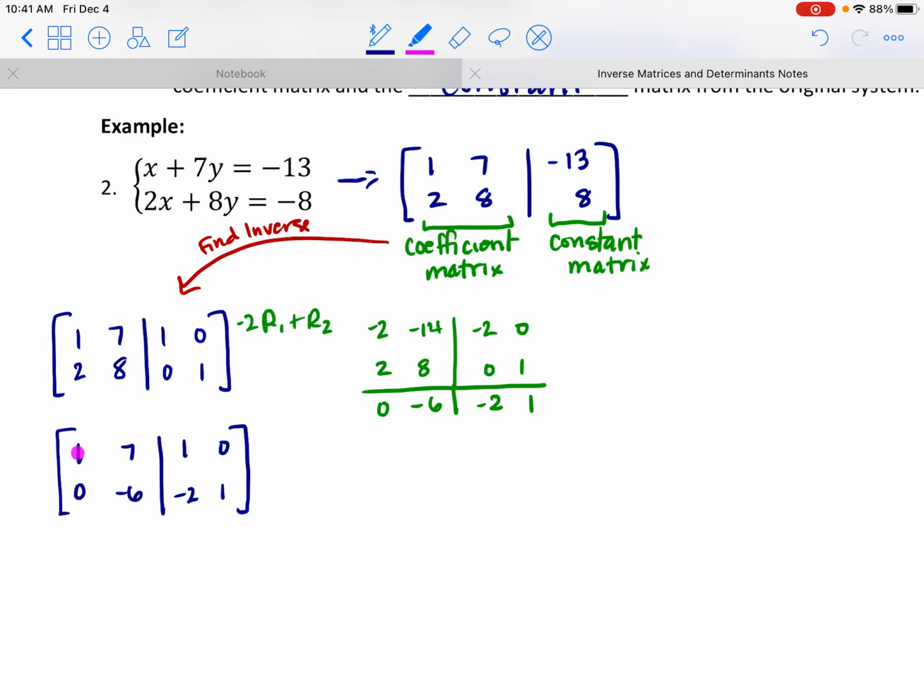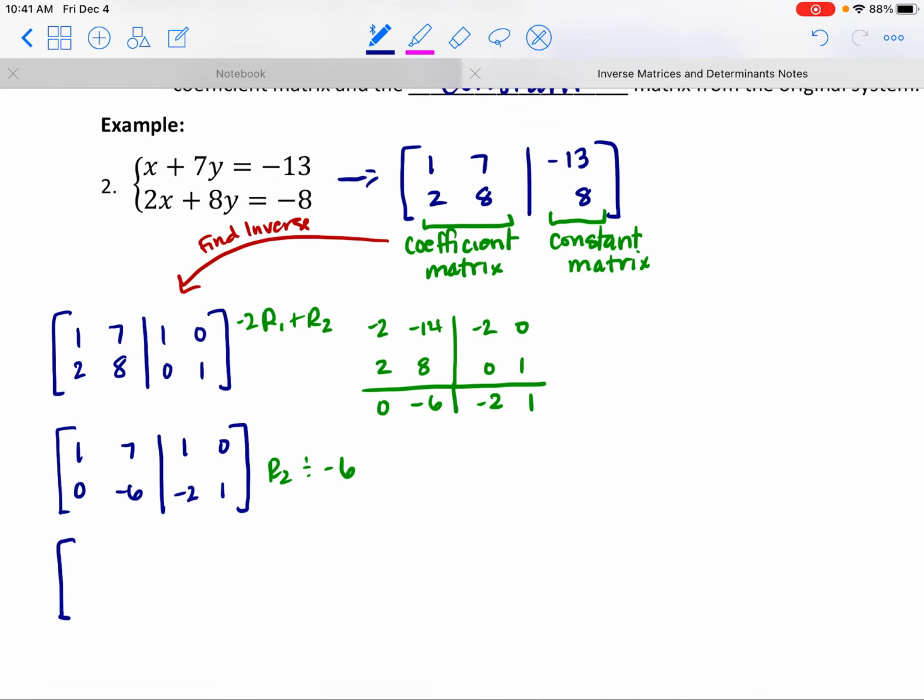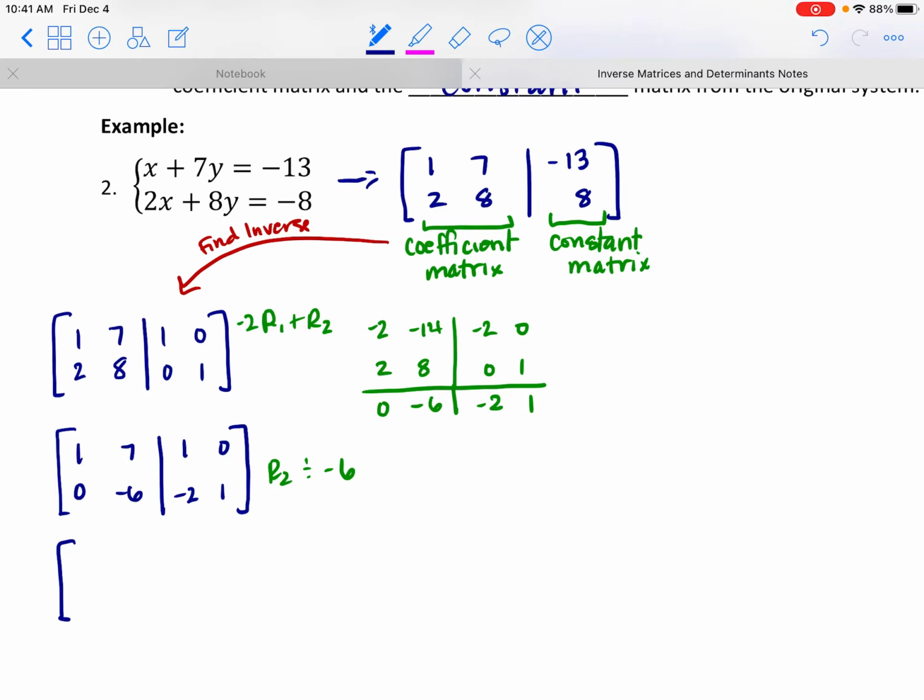Alright, so I'm halfway there. 1's achieved, 0's achieved. Now I need a 1 here. So I'm going to divide by negative 6. I'm going to do row 2 divided by negative 6 in order to change row 2. So I'm not changing row 1.